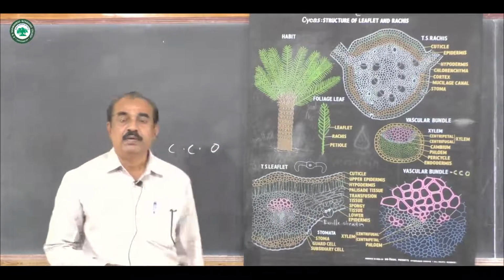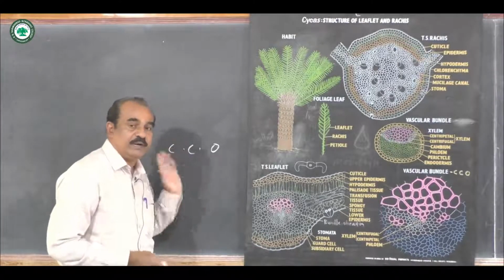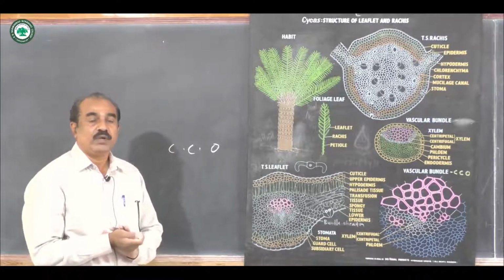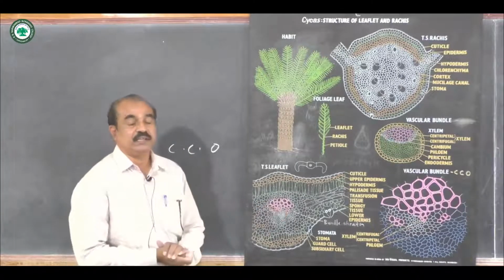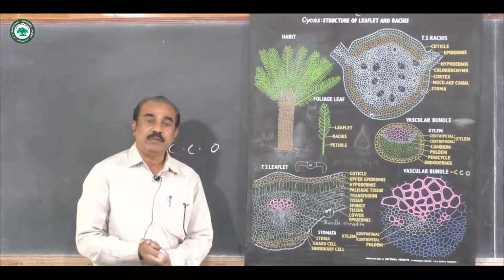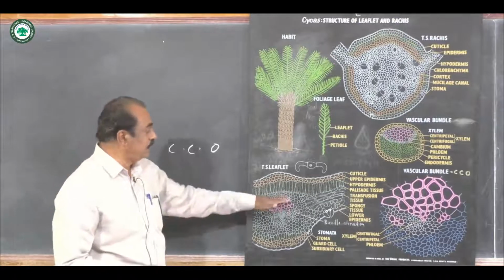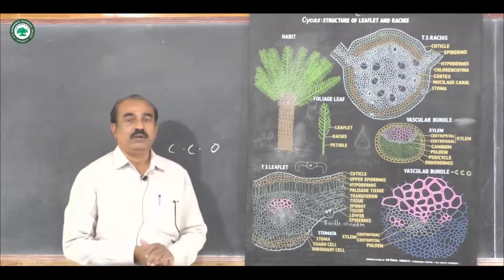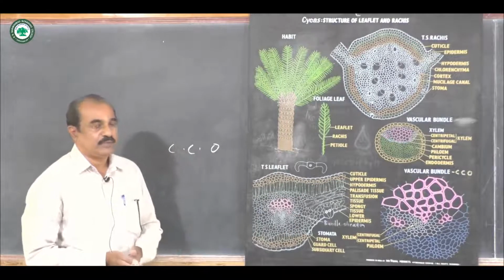Conjoined means when both the xylem and phloem are developed in one and the same vascular bundle, then it is called conjoined. Collateral means when both the xylem and phloem lie side by side, then it is called collateral. And if a cambium ring or cambium strip is present in between the xylem and phloem, then it is called open. So here there is a conjoined, collateral, open type of vascular bundle.